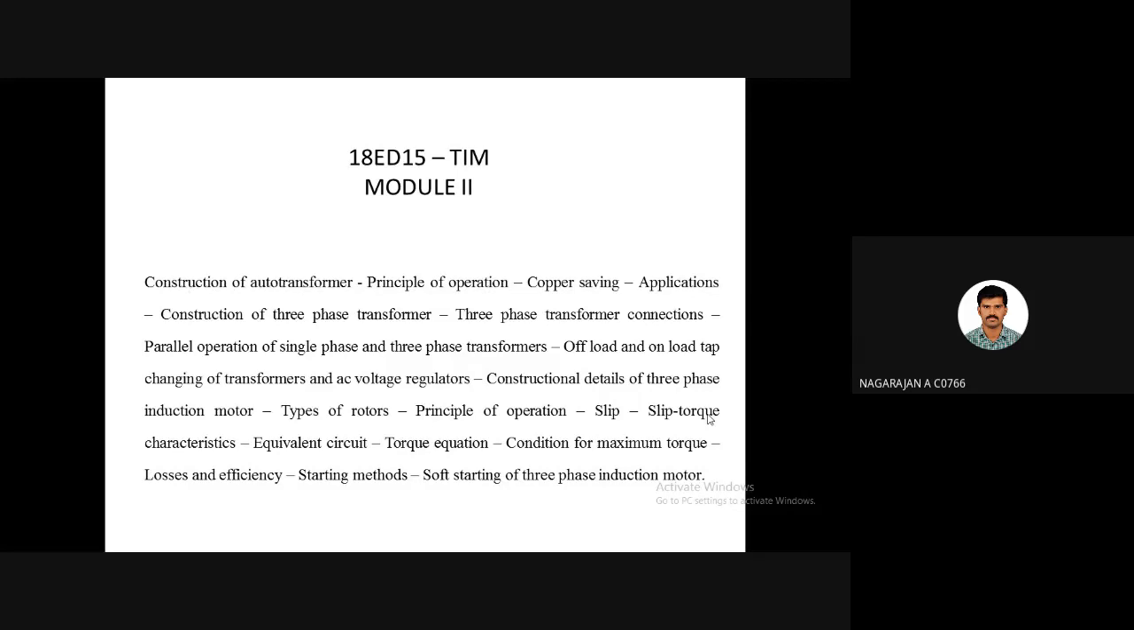I'll be giving the brief introduction about this. Recall about the module 2. Let them join later.